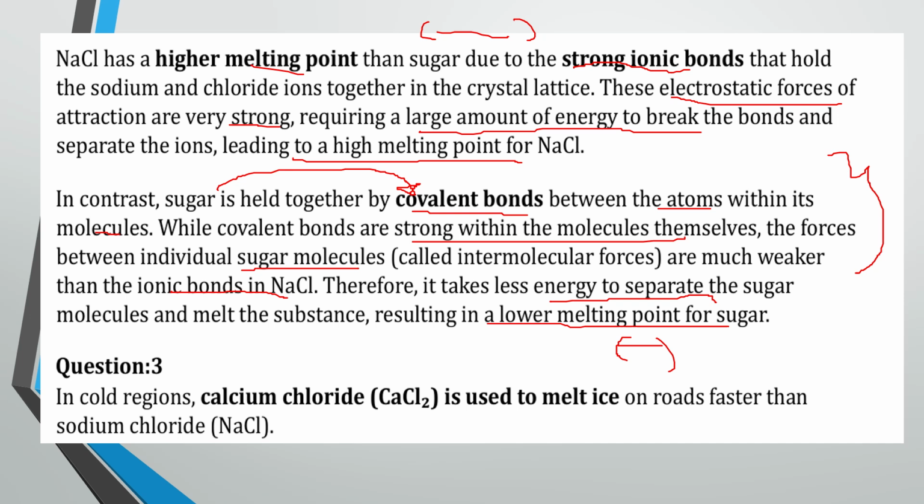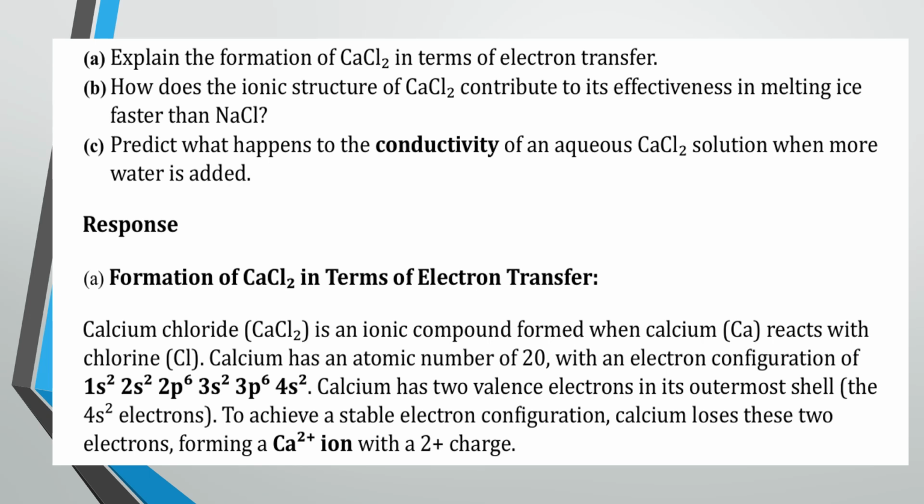Now let's look at question 3. Question 3 is saying that in cold regions, calcium chloride is going to be used to melt ice on roads faster than sodium chloride. So task 1 requires the explanation for the formation of calcium chloride in terms of electron transfer. Then task 2 requires us to explain how the ionic structure of calcium chloride contributes to its effectiveness in melting ice faster than sodium chloride.